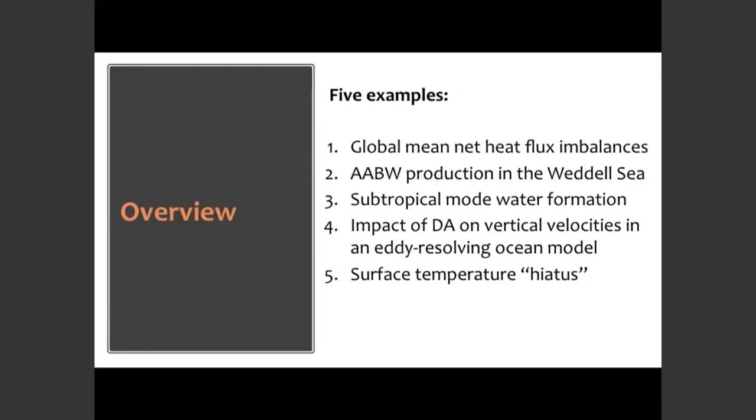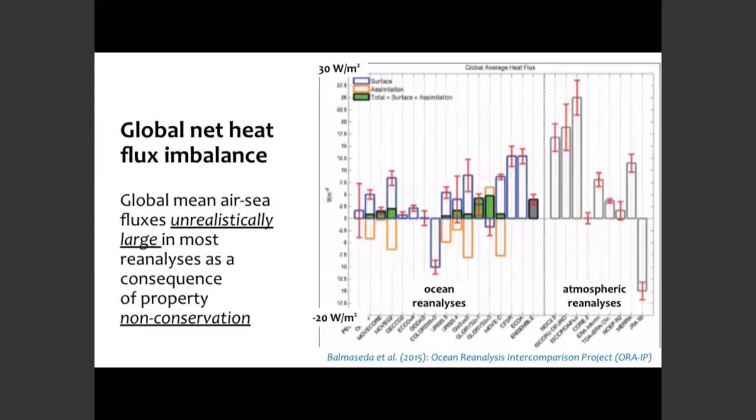The first one is probably familiar to most of you, but I'd like to point it out because many people in the community are not familiar with the fact that these reanalysis products, if we take global mean quantities that are presumably very well constrained, actually have very large imbalances that make them very difficult to use. If we first take the atmospheric reanalysis, this is the global net heat flux imbalance. We know from other types of observations that the Earth's planetary heat imbalance is just below 1 watt per meter squared.